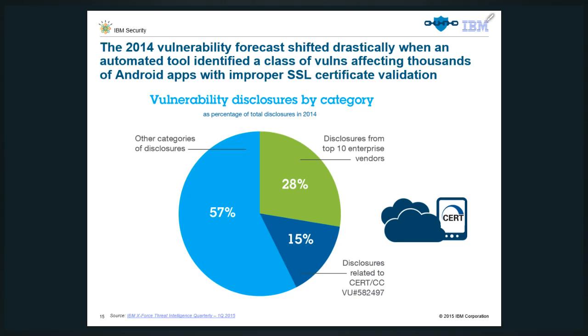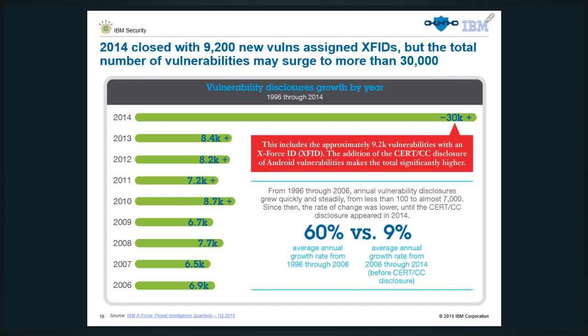Also, just as another data point, in 2014 we saw that there were a certain amount of vulnerabilities that were disclosed. So we saw that about a third of the disclosures were from the top 10 enterprise vendors. So they're doing a lot of disclosures, probably because they're being targeted. You think like an attacker, I'm going to target software that's widely deployed. We also see about 15% are disclosures related to something called CERT. CERT put out a vulnerability called 582497. I'll talk about that in a second. And then the others are just in other categories. So over 57% were in other categories, not the top 10, not due to this specific vulnerability.